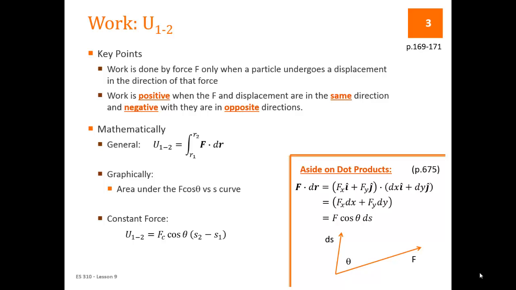Mathematically, this requirement that they be parallel, or parts of them be parallel, should remind you of a dot product. So mathematically, the work from 1 to 2 is the integral from position 1 to position 2 of the force dotted with the position, or dr. Graphically, you can find this by plotting F cosine theta versus s, and finding the area under the curve, which is the integral of F dotted with dr. The cosine theta is coming from that dot product.